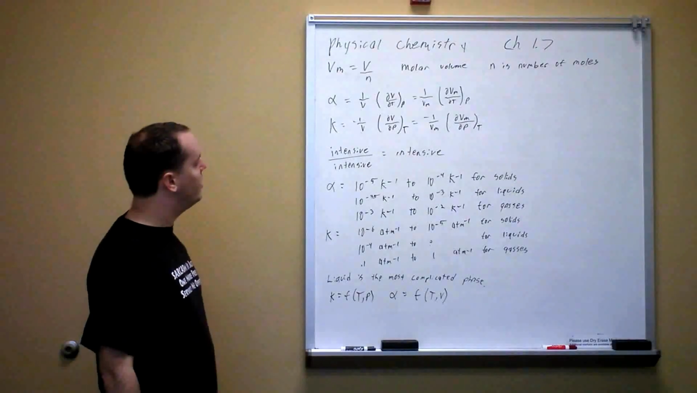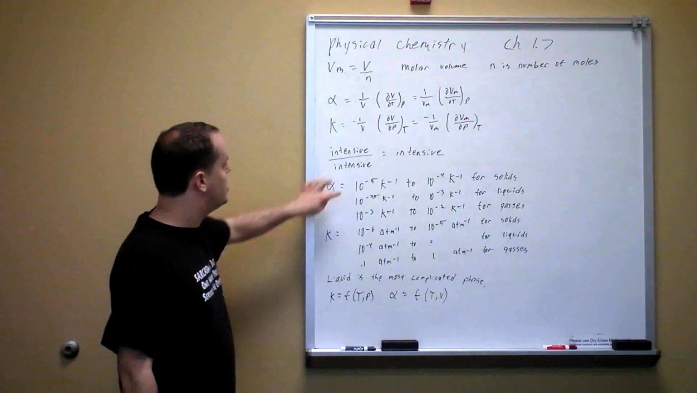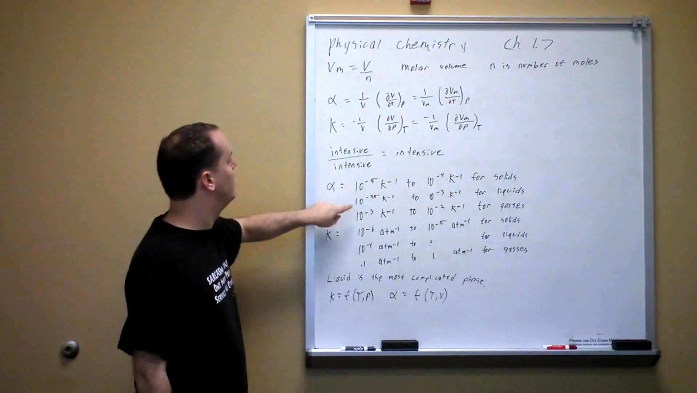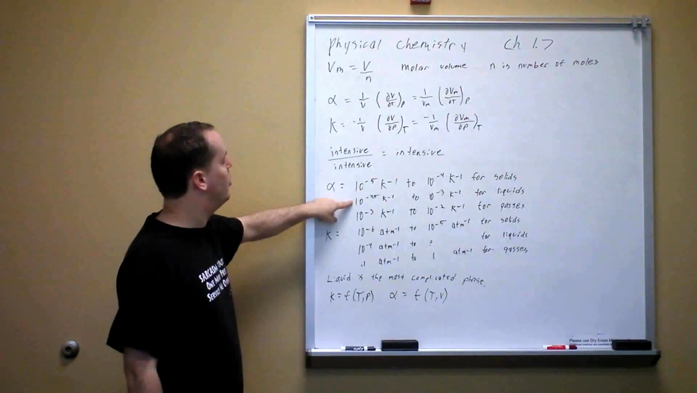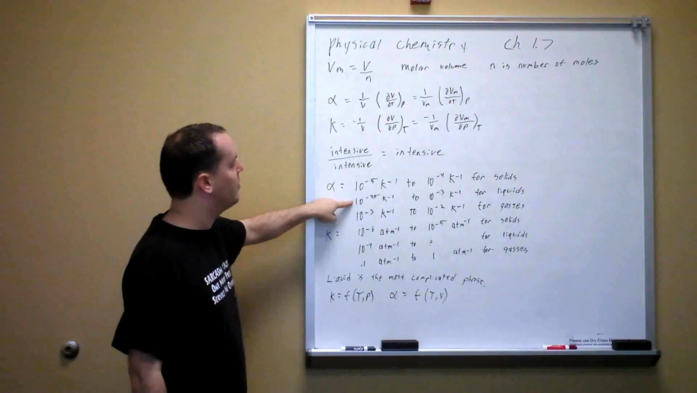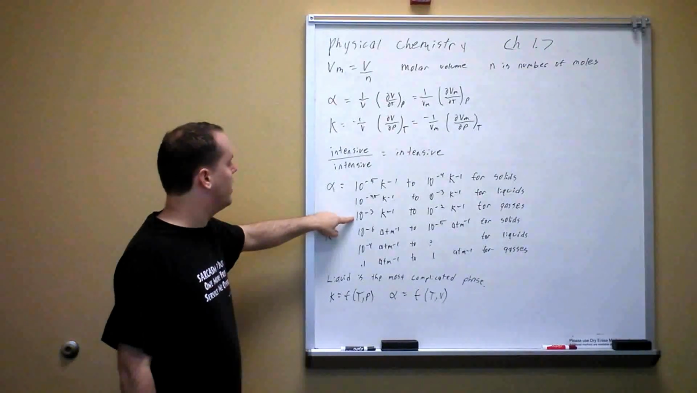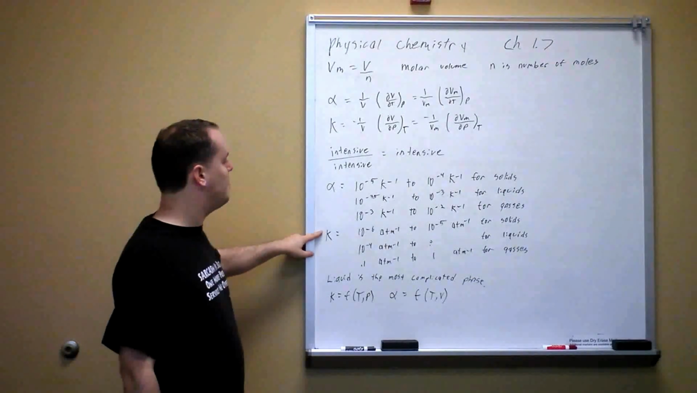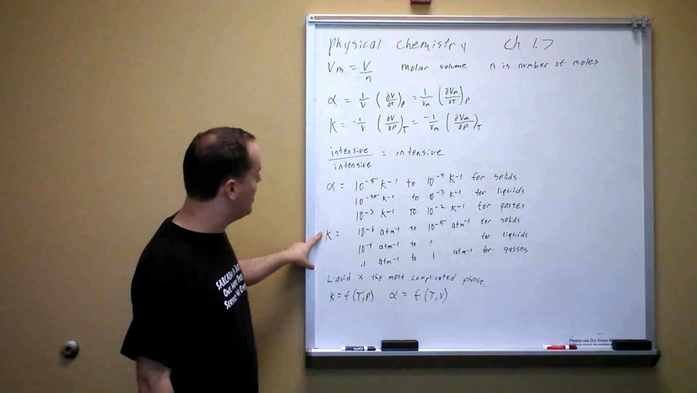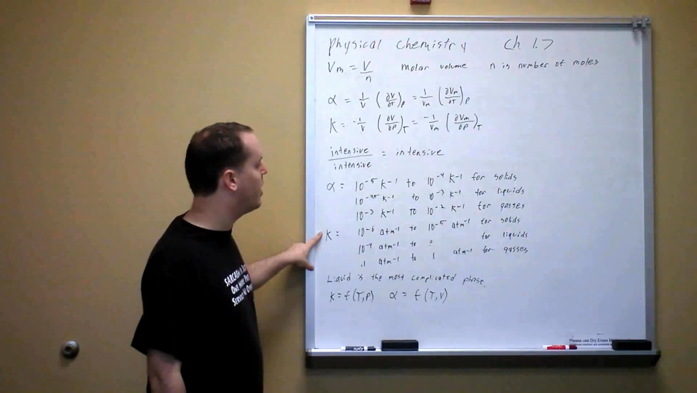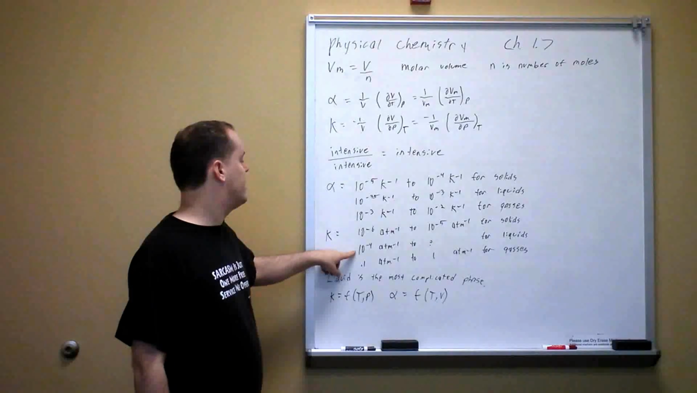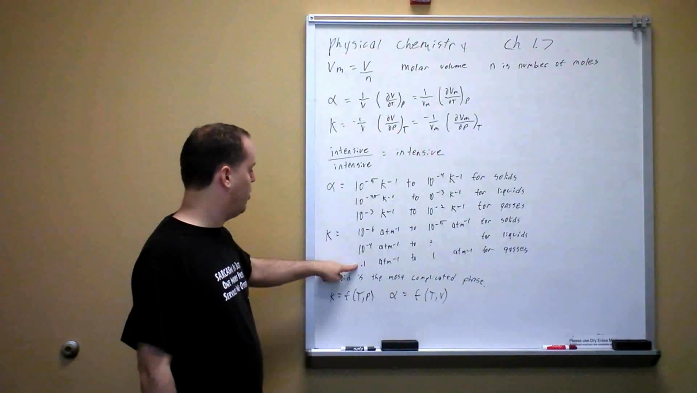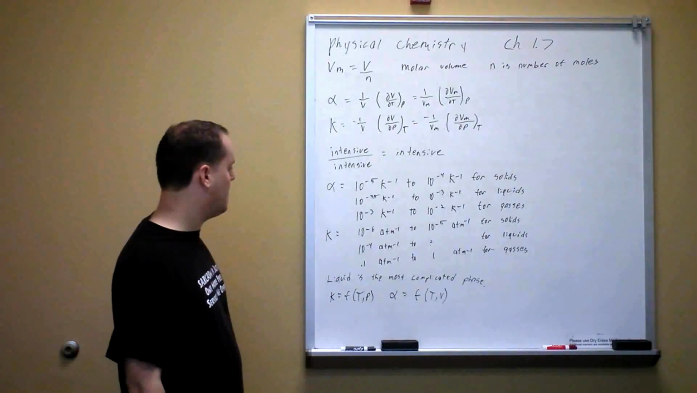Now, example values for alpha. For solids, they go from about 10 to the minus 5 per Kelvin to 10 to the minus 4 per Kelvin. For liquids, it goes from about 10 to the minus 3.5 per Kelvin to 10 to the minus 3 per Kelvin. And for gases, it's more like 10 to the minus 3 per Kelvin to 10 to the minus 2 per Kelvin. Likewise, values for kappa: typical values range from 10 to the minus 6 per atmosphere to 10 to the minus 5 per atmosphere for solids. Liquids, it's more like 10 to the minus 4 per atmosphere and higher. And then for gases, it's more like 0.1 per atmosphere to 1 per atmosphere.